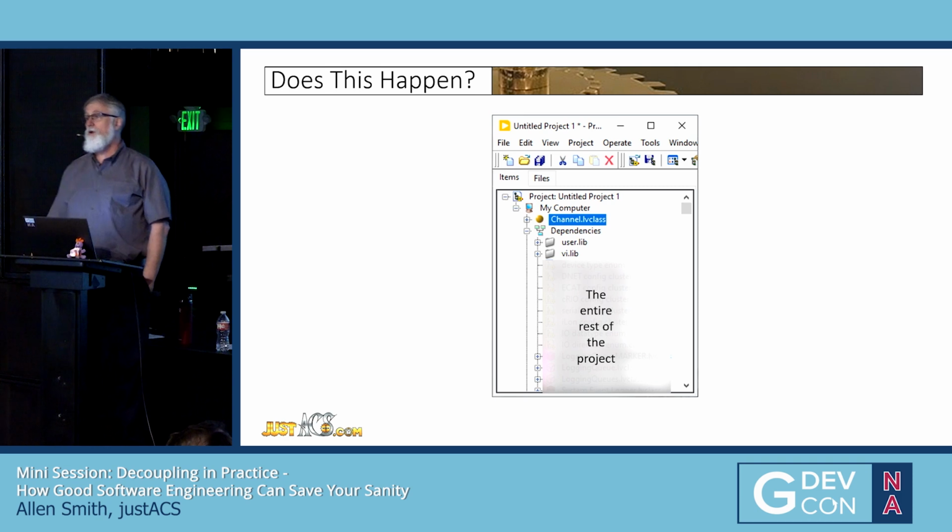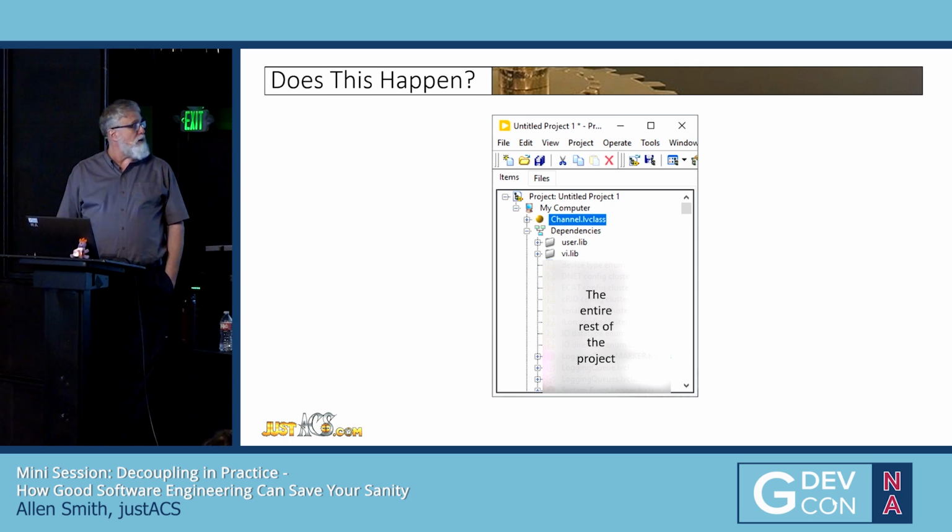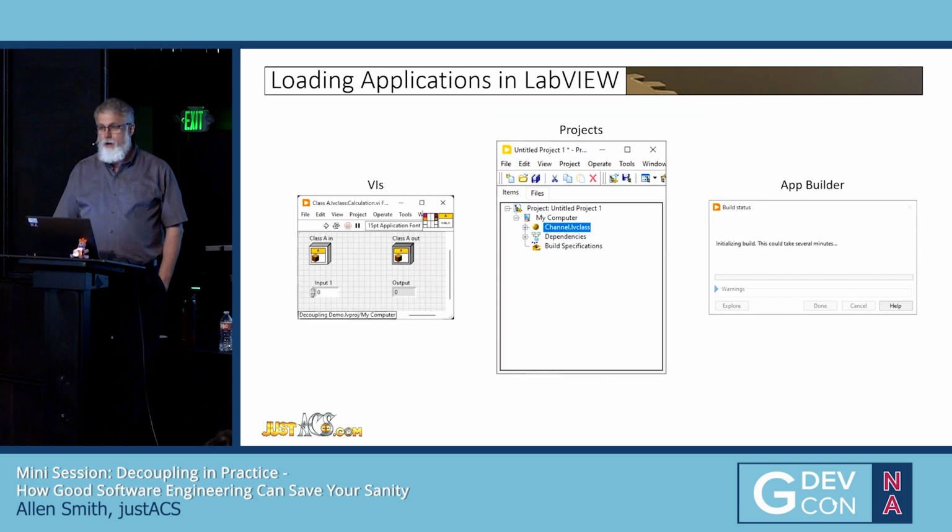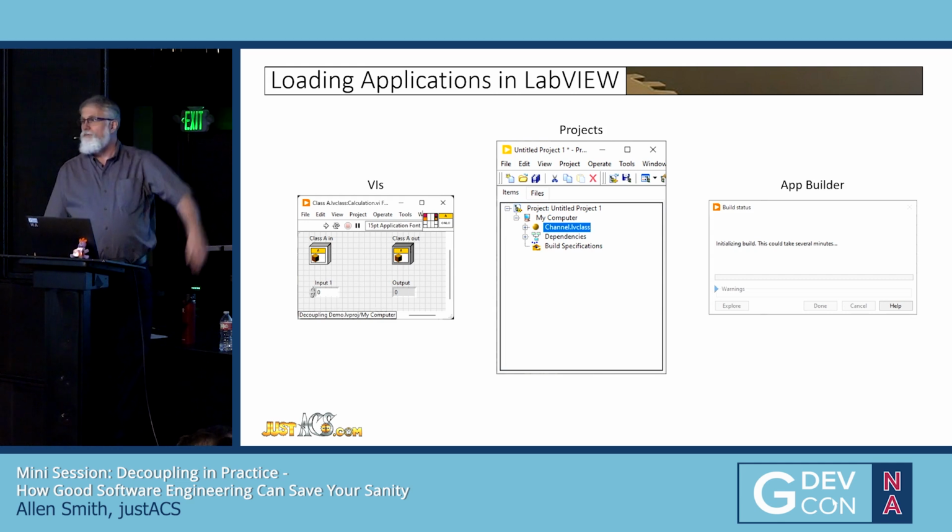Okay, what are we fighting? What's going on here? A lot of you probably already know this. We are up against some real limitations in how LabVIEW loads things into memory. And it turns out that it does it a couple of different ways depending on your mode of operation.